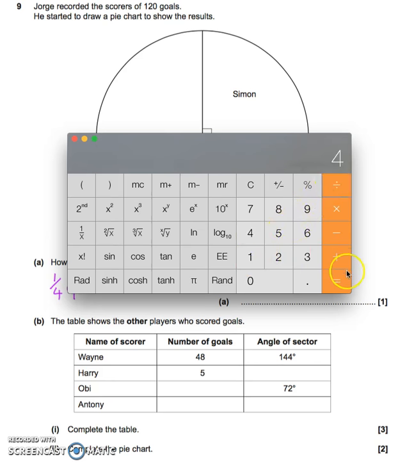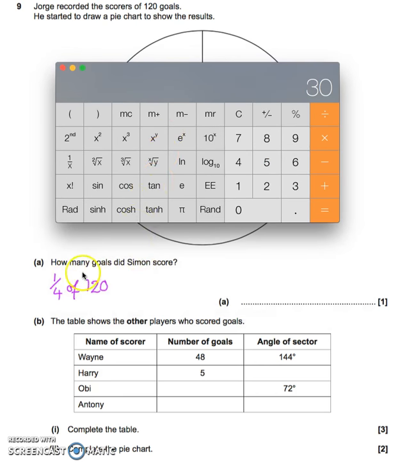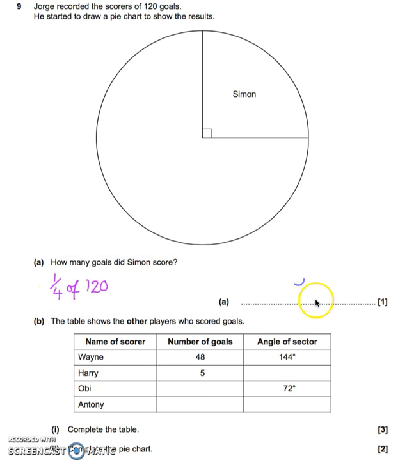1/4 is 1 divided by 4, and then we're going to multiply that by 120, and that gives us 30. You could look at it as going 120 divided by 4 would give you 30. It's the same thing. So Simon scored 30 goals. Let's remember that for the next part of the question.